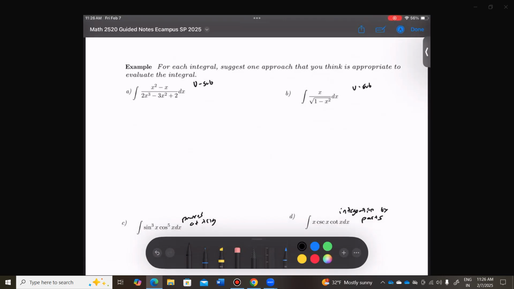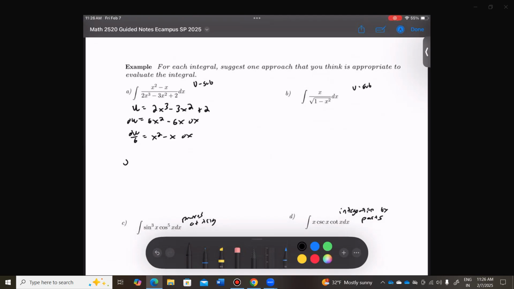Alright, so now I'm going to go through the solutions. So the first one, I'm going to do a u substitution. That would be u equals 2x cubed minus 3x squared plus 2. So du equals 6x squared minus 6x dx. And then I'm going to divide by 6. So I have du over 6 equaling x squared minus x dx. That's what I have on top.